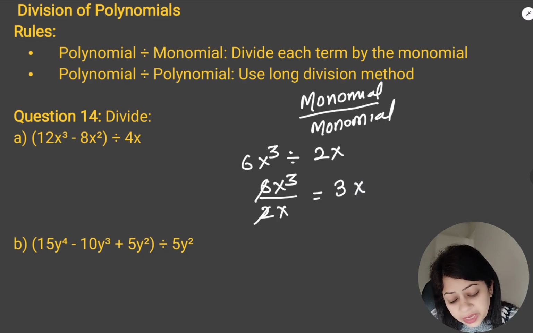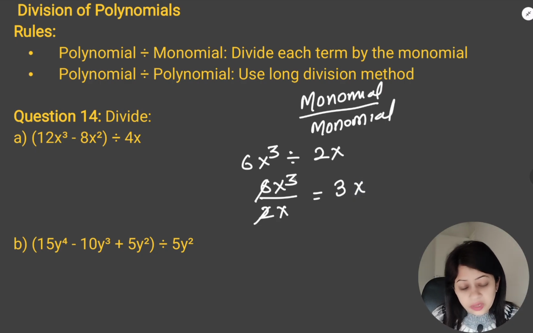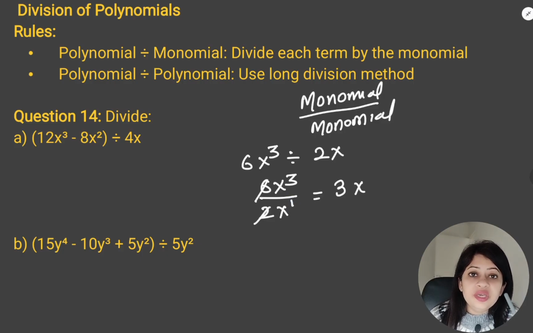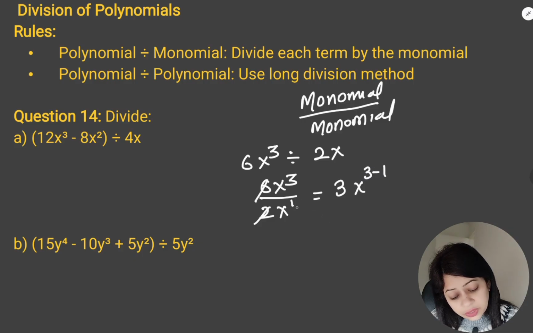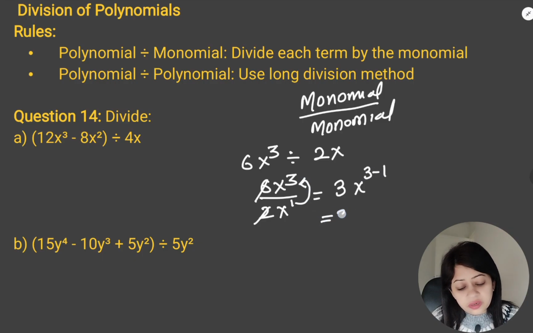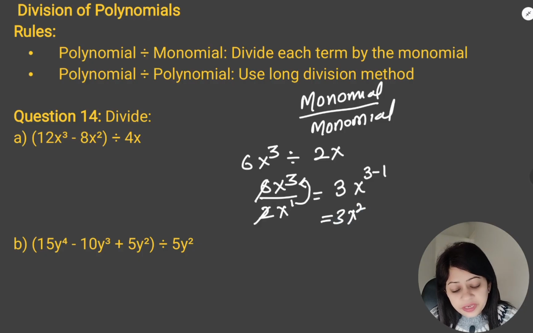Then what do you write for the variable? What is the power here? 3. What is the power here? 1. In division, you subtract powers. It will become 3 minus 1. So it will become 3x square. Okay. In division, what do we do? In division, we subtract powers.